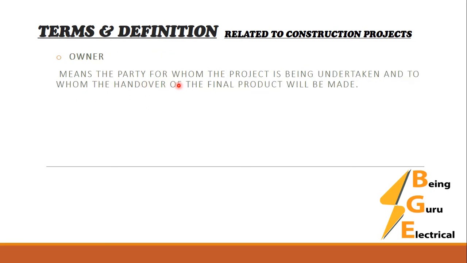Next we have owner. Owner means the party for whom the project is being undertaken and the handover of the final product will be made. So owner is the one to whom the contractor will hand over the final project or final product. This is the owner.